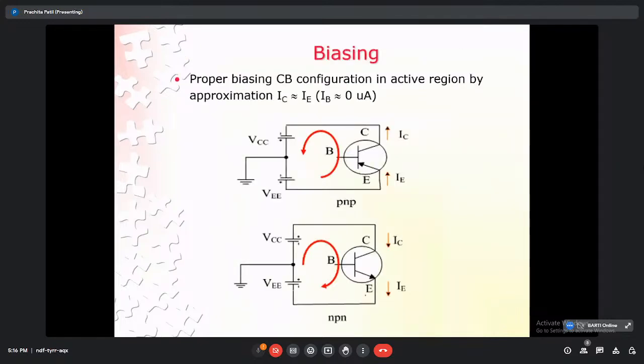Here you can see proper biasing of the CB configuration. In the active region, by approximation, simply IC is approximately equal to IE. Already I have mentioned, because IB is approximately some microamperes, not 0 microampere.